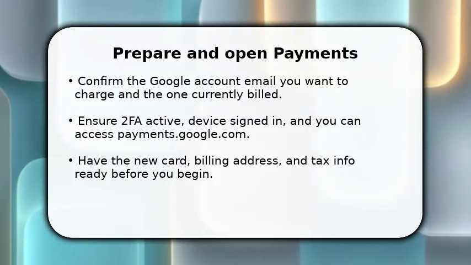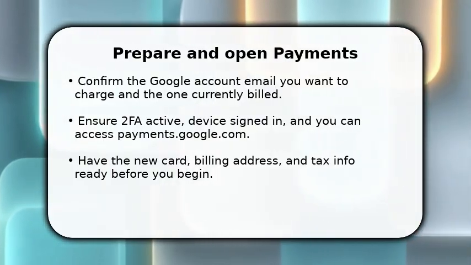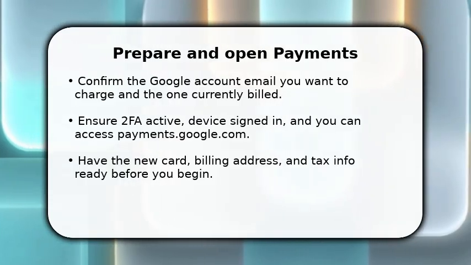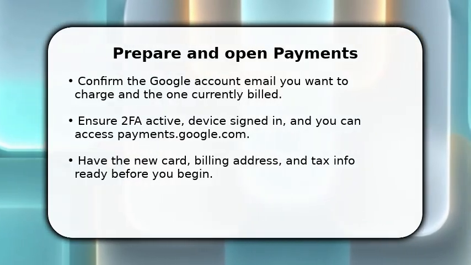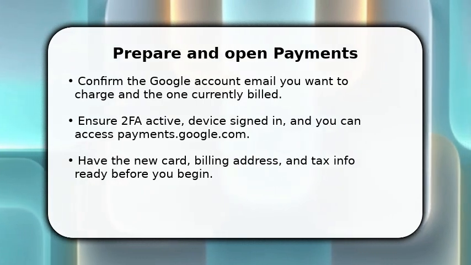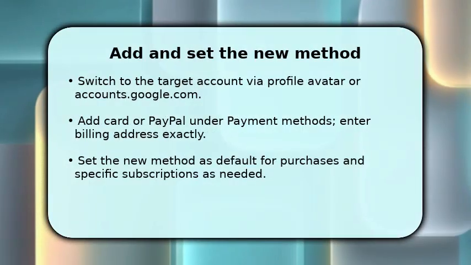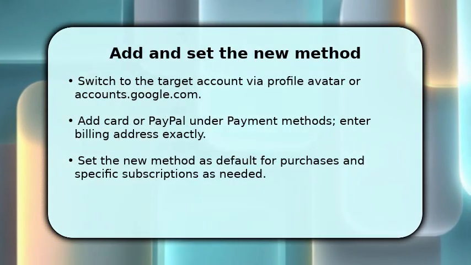This reduces interruptions. Gather the new card number, expiry, CVV, and the exact billing address. Google validates this. Do this now so, when you add the payment method, you won't be asked to stop and search for details. Now you add and assign the payment method to the chosen account.